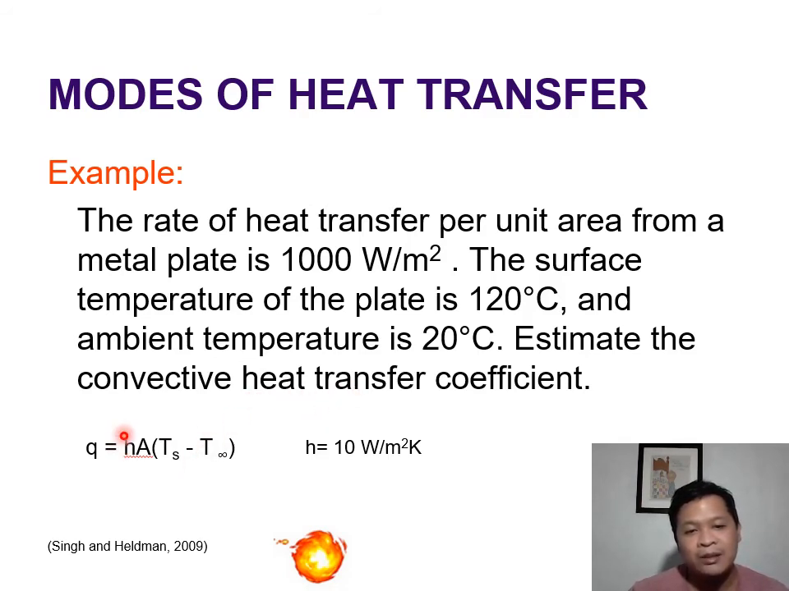So when we do that, okay, isolate H on one side, put all the other terms on the other, you would get a value of 10 watts per meter squared Kelvin. So what does this mean?